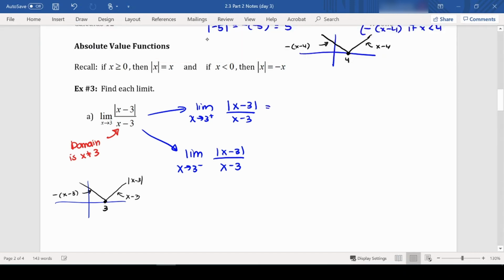So if I approach from the right, I can rewrite this as the limit as x approaches 3 from the right of x minus 3 over x minus 3, because the absolute value equals itself if our x value is positive, so if I'm bigger than 3. On the other portion, I'm on this left-hand bit of my graph here. So this means I would have the limit as x approaches 3 from the left. I'm approaching that left-hand half of the V. So our absolute value is equal to the negative portion of x minus 3.